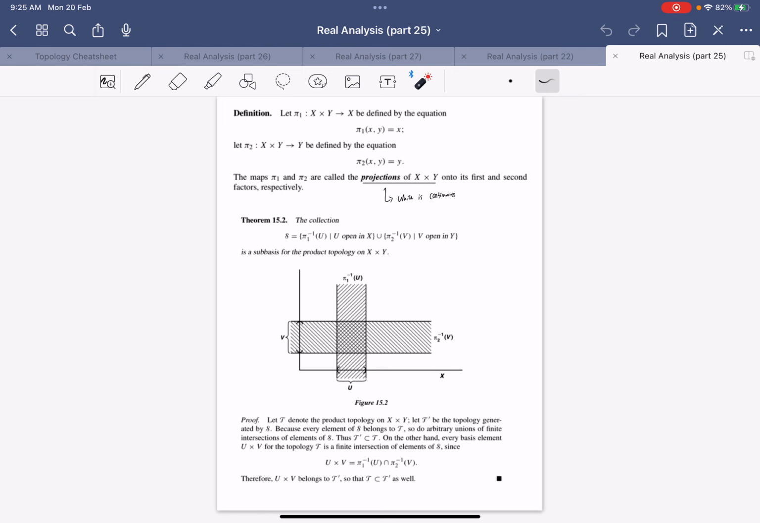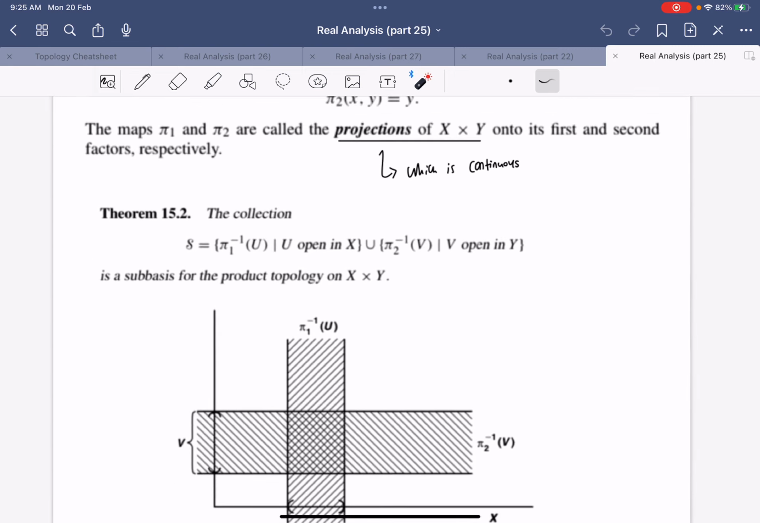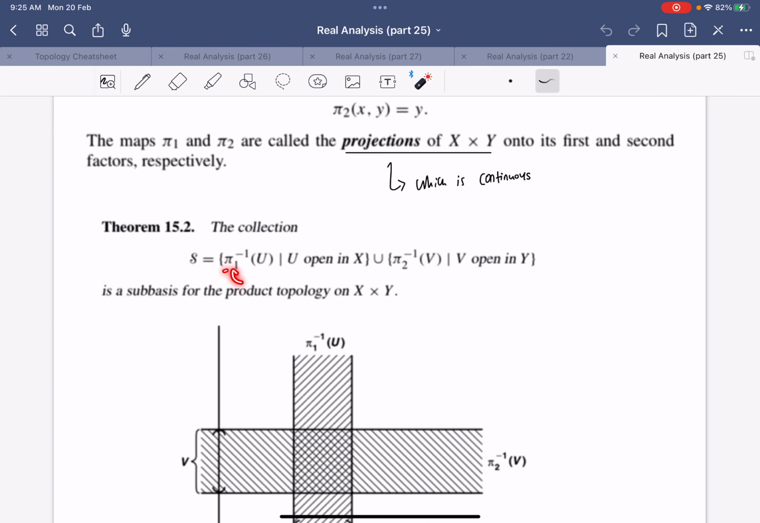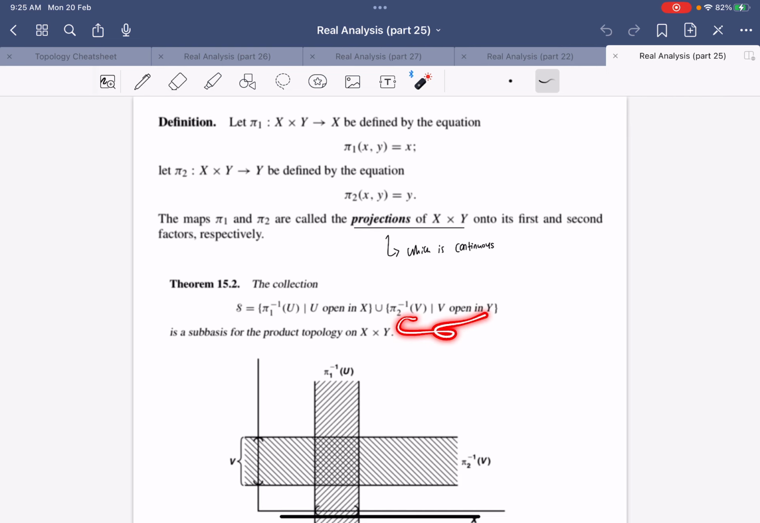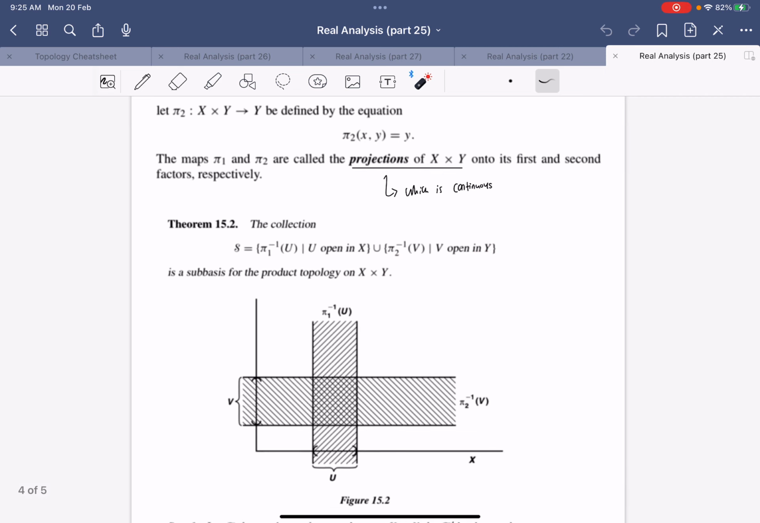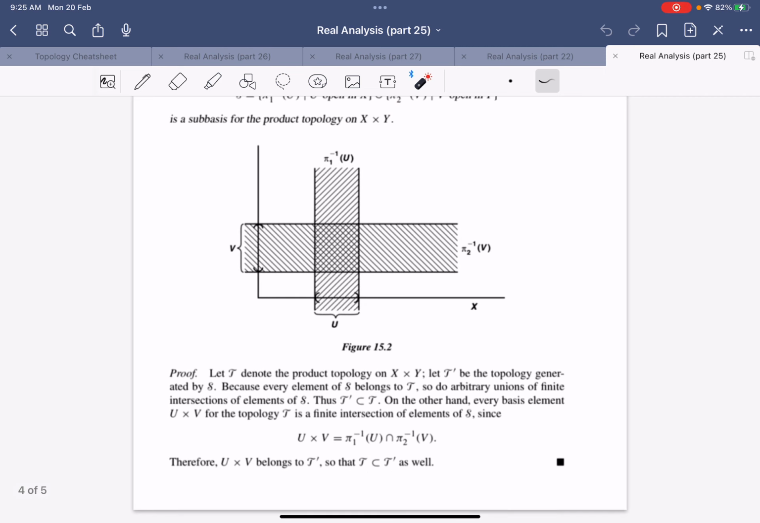Instead, what we want now is to prove that if we take the pre-images of these projection maps and take the union, then it forms a sub-basis for the product topology. So now I'll go through the proof.